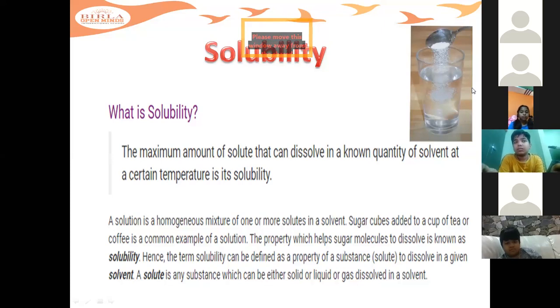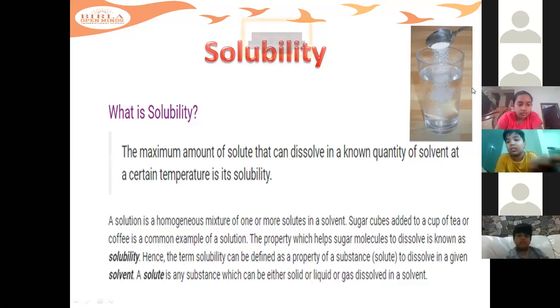So solubility is the maximum amount of solute that can dissolve in a known quantity of solvent at a certain given temperature. It is called solubility. So here, the solute can be either solid, gas or liquid. It can be any of the three states, which is dissolved in the water. Solvent, water is the universal solvent. Okay.